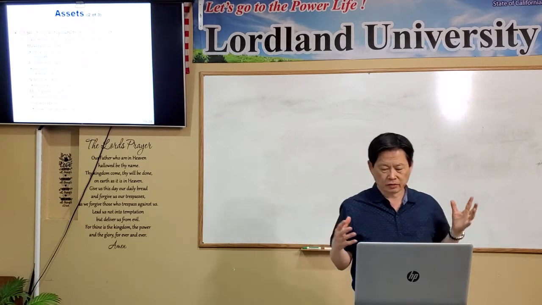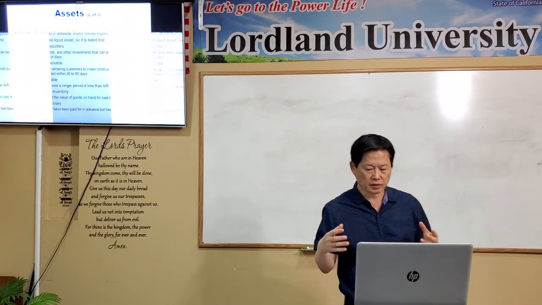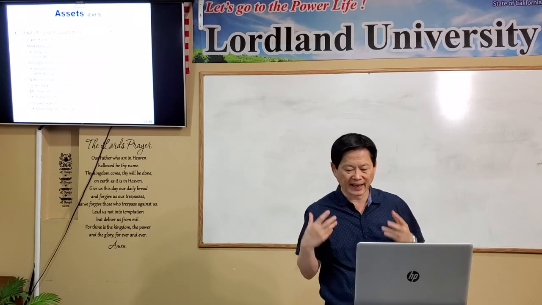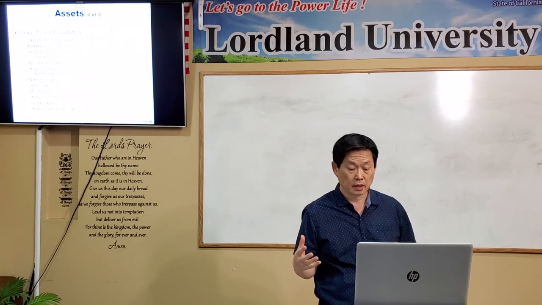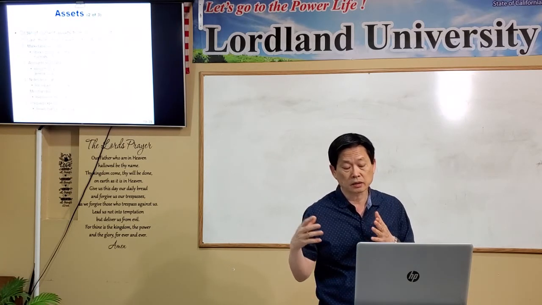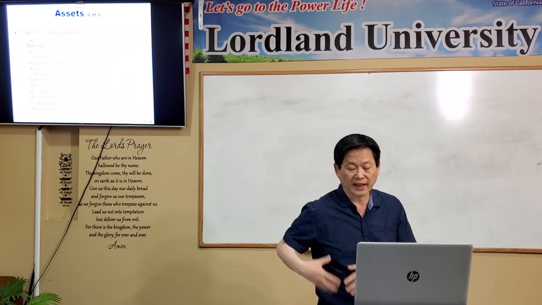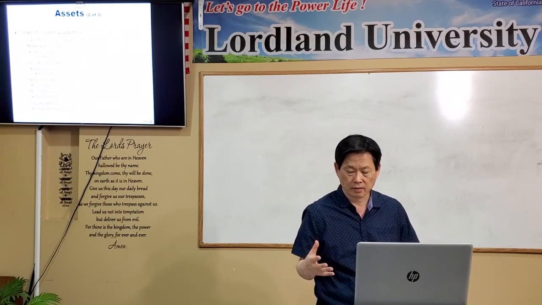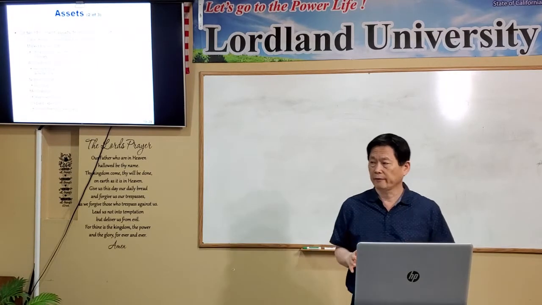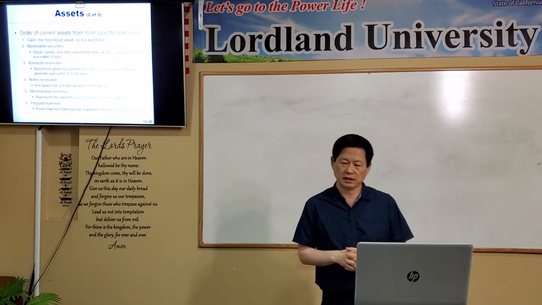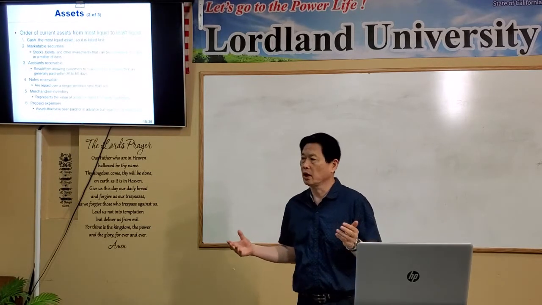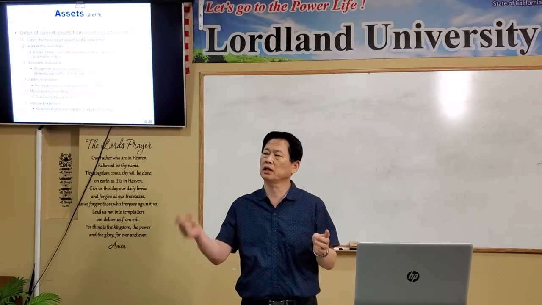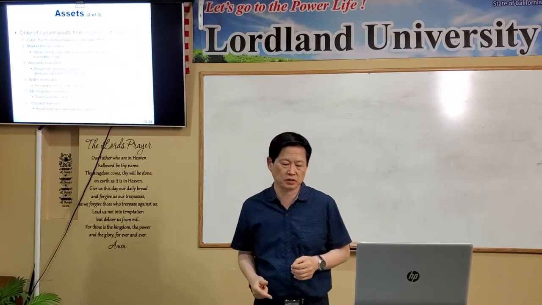Merchandise inventory. Merchandise inventory represents the value of goods on hand for sale to customers. Okay? Inventory means the merchandise, the goods on hand, standby for sale. That is the inventory. There are 3 types of inventory: raw material inventory, work in process inventory, and finished goods inventory.